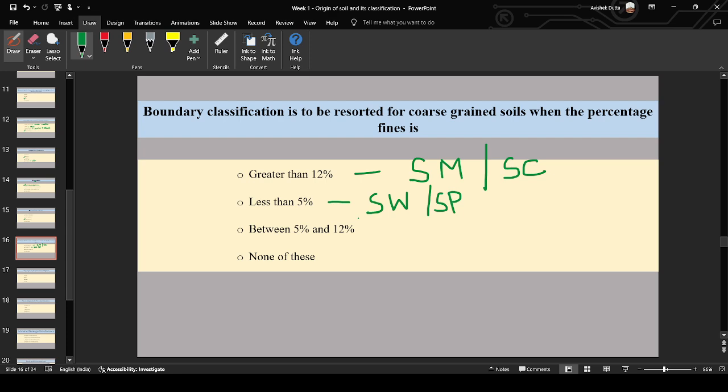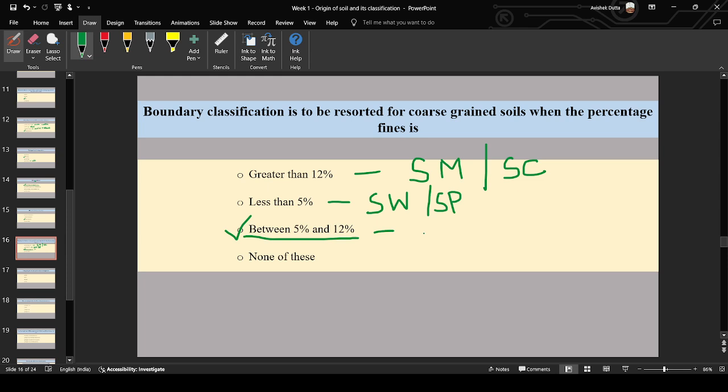Now between 5 and 12%, this is the answer of the question. This is when we resort to boundary classification. When the percentage of fines, that is the percentage of clay or silt, is between 5 to 12%, that is 5, 6, 7, 8, 9, 10, 11, 12, any of this percentage we can find in a given soil mass of coarse grain soils, then we give the nomenclature like this.